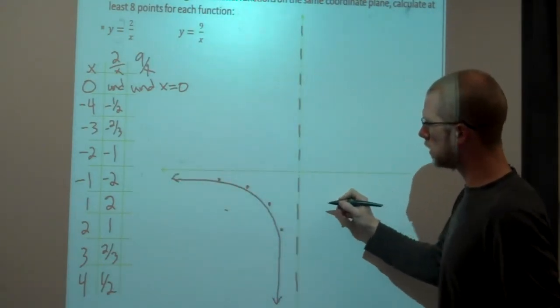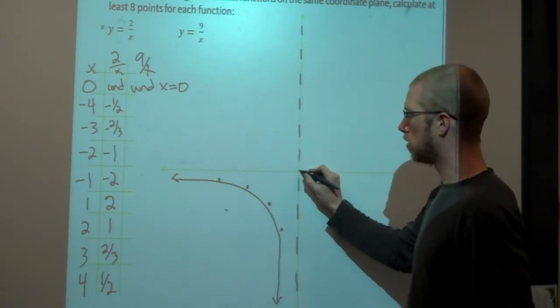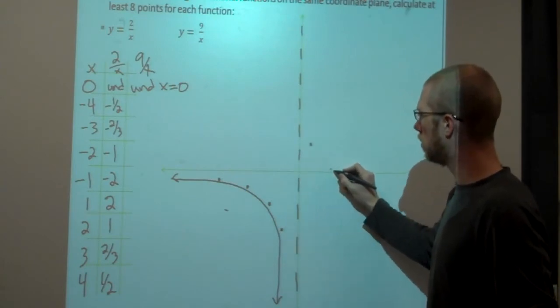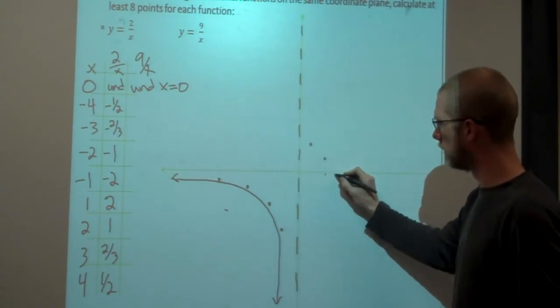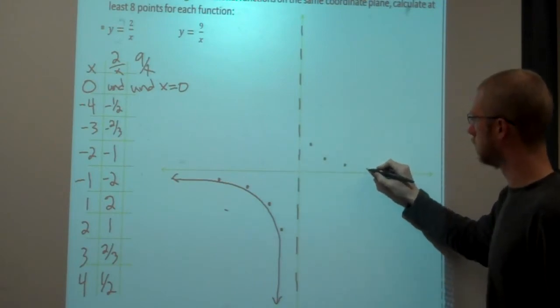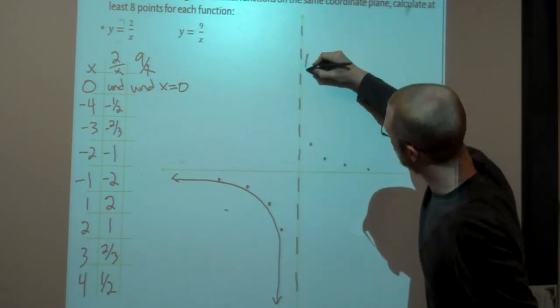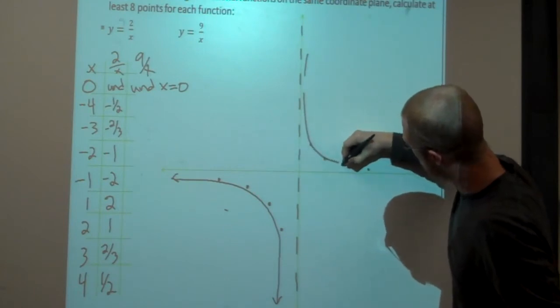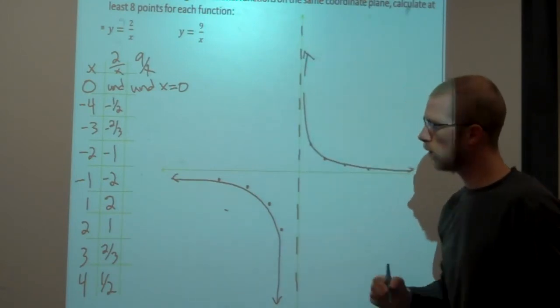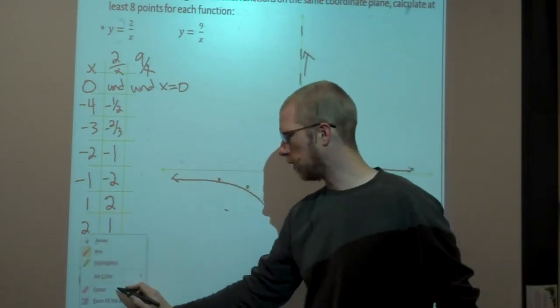Over here, I'm going to see essentially the same thing. So I've got 1, 2, 2, 1, 2/3, 1/2. And you get something that looks like this. Alright, well, that's my graph of 2 over x.